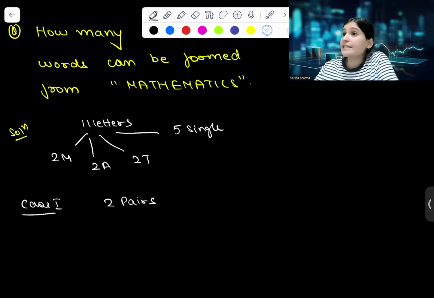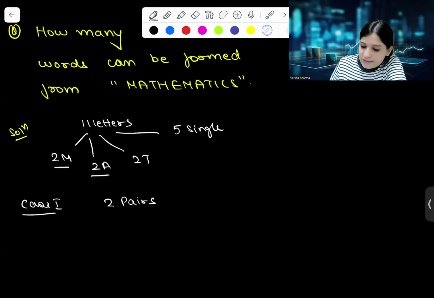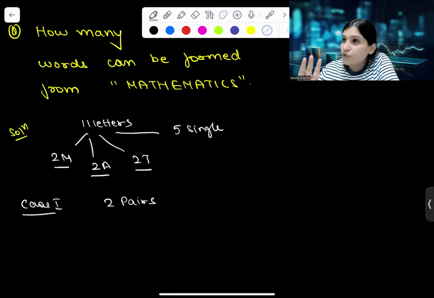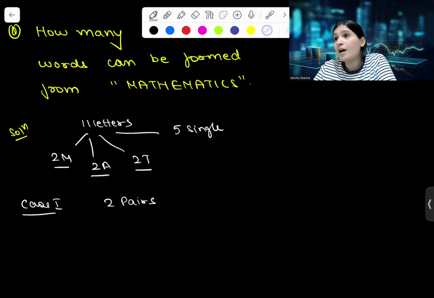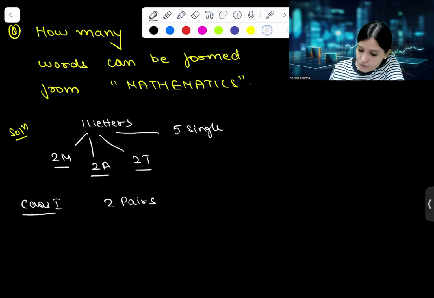Yes, ma'am. So first case, I can have out of 4, 2 repetitions. So how many pairs are there? There are 3 pairs. Out of 3 pairs, how many do I want? I want 2. So in how many ways can I first select them? Out of 3, I want to choose 2 pairs. Did you understand?